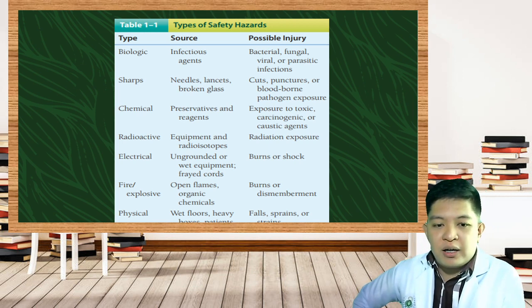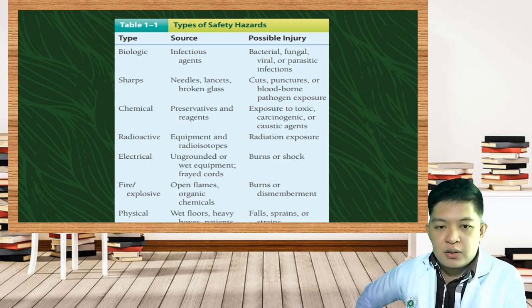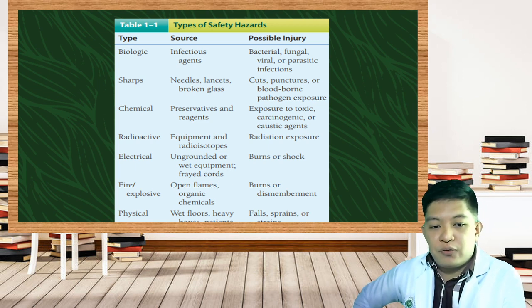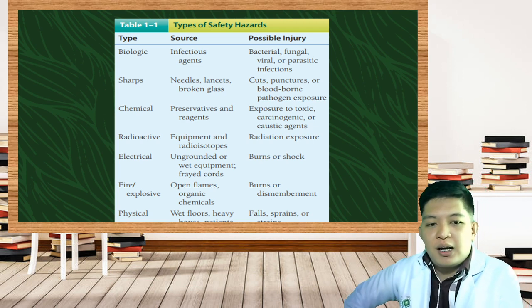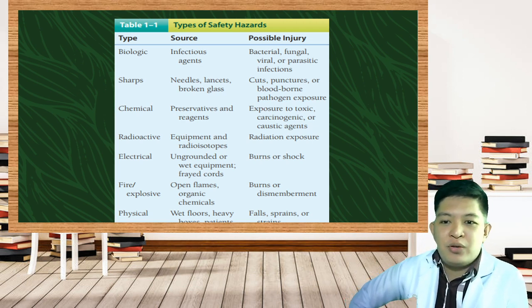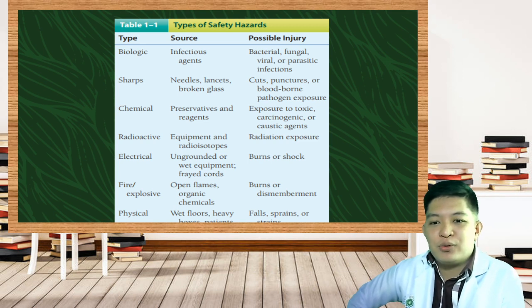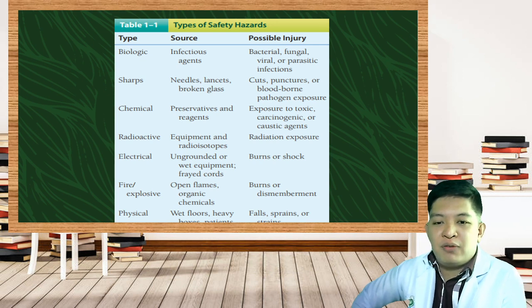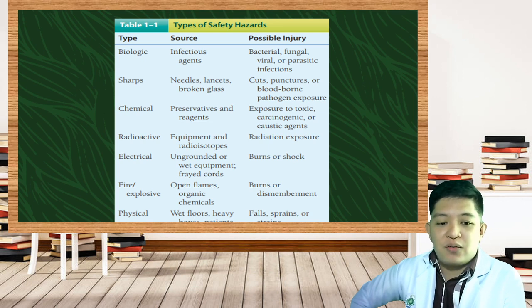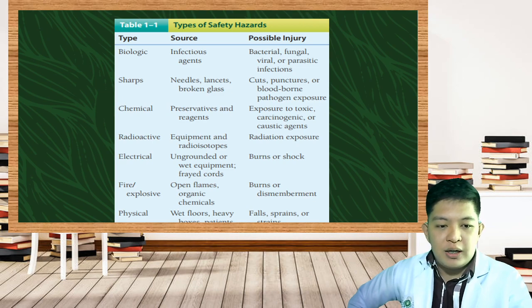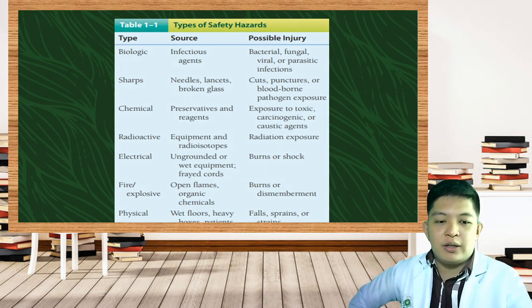Of course, fire and explosive hazards are also possible in the clinical laboratory setting, and physical hazards such as wet floors, heavy boxes, or patients. Even the patient is considered a physical hazard. For example, when you are in the elevator, once we are back to our normal situation, if you see children or first years or whoever blocking you in the elevator, they are considered physical hazards. Those are the types of hazards that can be seen in the clinical laboratory.